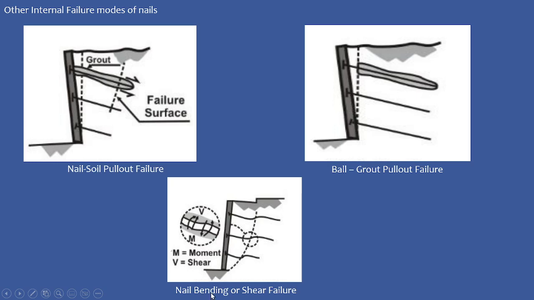And then we have the nail bending or shear failure. If we have a high vertical force here, this vertical force leads to flexural failure of the nails, and therefore we'll have failure of the nails in bending or shear. This corresponds to the beam problem which we used to deal with in structural mechanics. So due to the high vertical force or moments, these nails are failing in shear or moment.